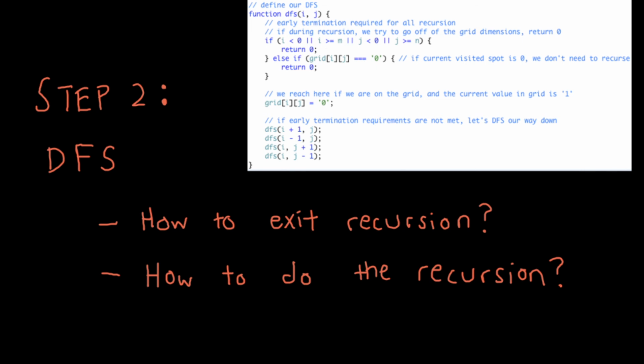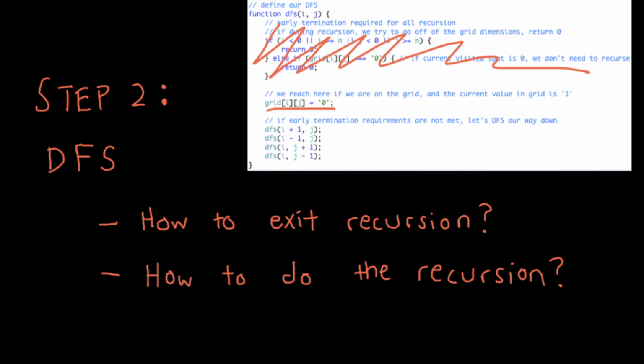Now, if you do not do any of the early termination, skip that part, then that means you found an island, right? If you do not early terminate as you search through your graph, that means you found an island. And how do you make sure you do not double count? You flip the 1 to a 0. Very important.